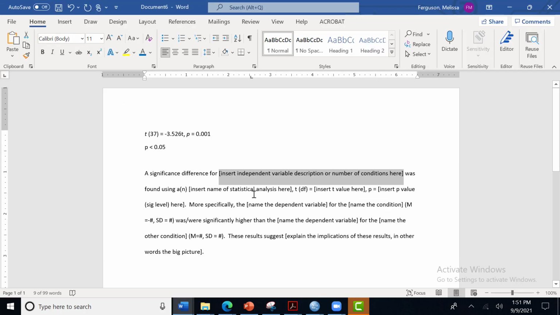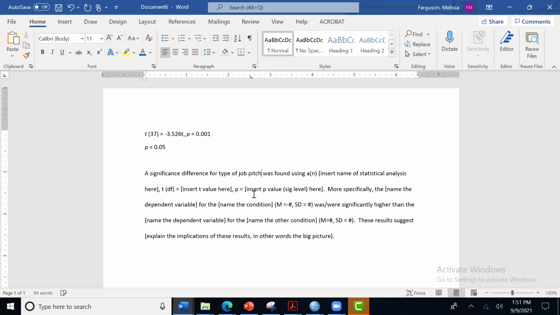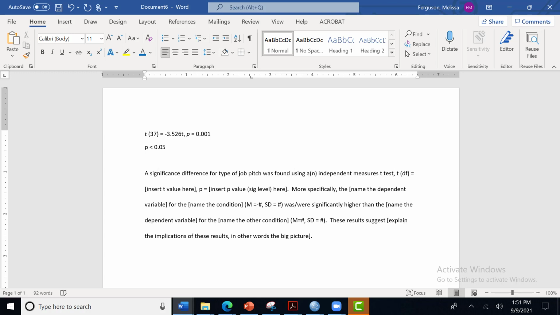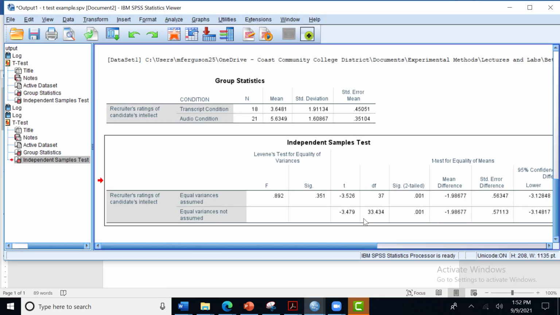So a significant difference was found for type of job pitch, whether we did an audio or a written job pitch, was found using, and we're doing an independent measures t-test, and it starts with an I, so we want to use the and not the a. We'll italicize this t. I'm going to insert that value, and I have it up here at the top. I'm going to put negative 3.52. And again, remember, I got that from my table.